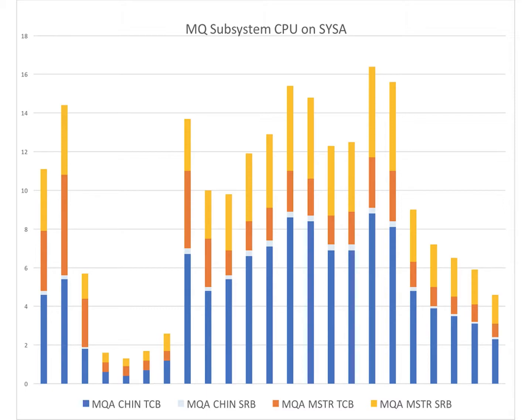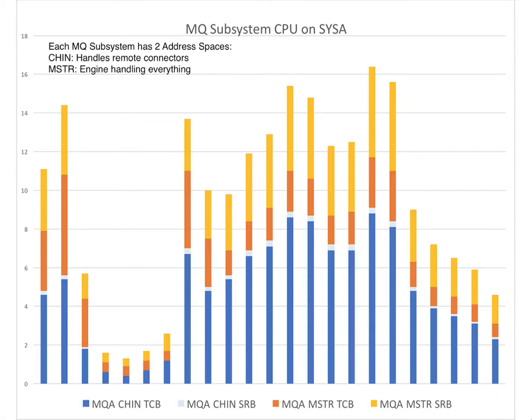So this is a graph across a day of MQA queue manager, and you can see 4 pieces to each stack, and that's because we're going to look at SRB time and TCB time for each of 2 address spaces. So a queue manager has 2 address spaces. It has one called the CHIN, which handles remote connectors, that is stuff coming from outside this z/OS and indeed going out to places outside of this z/OS.